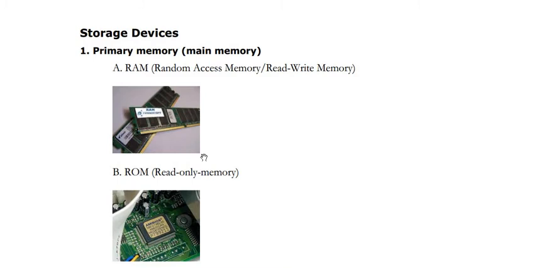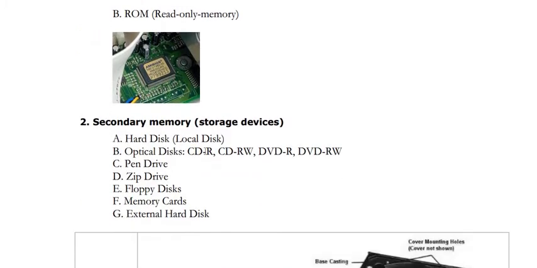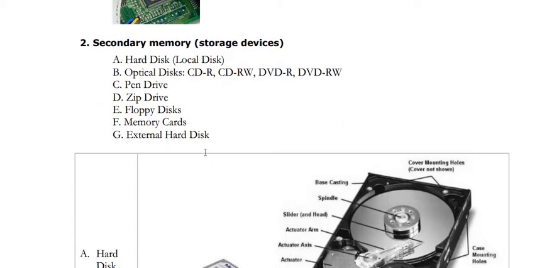Storage devices. 1. Primary memory, main memory. A. RAM, random access memory, read-write memory. B. ROM, read-only memory. 2. Secondary memory, storage devices. A. Hard disk, local disk. B. Optical disks: CD-R, CD-RW, DVD-R, DVD-RW. C. Pen drive. D. Zip drive. E. Floppy disks. F. Memory cards. G. External hard disk.